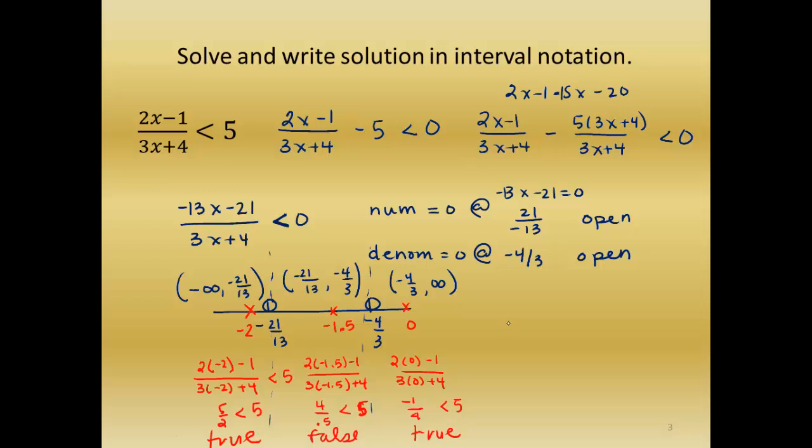So that's going to present to me a union. Negative infinity to negative 21 over 13, union with negative 4/3 to positive infinity. These are the solution sets that work for this particular inequality. I've got one more for us to try.